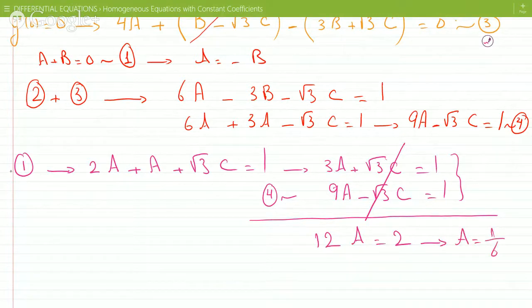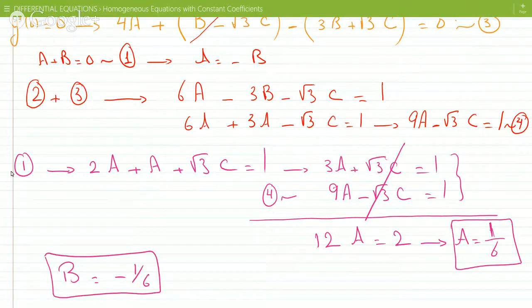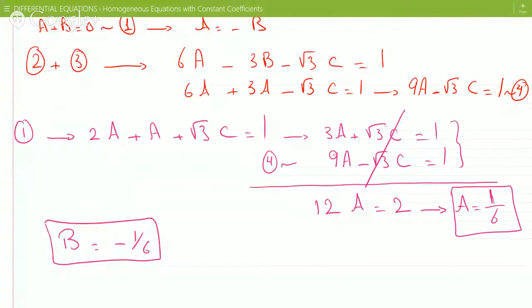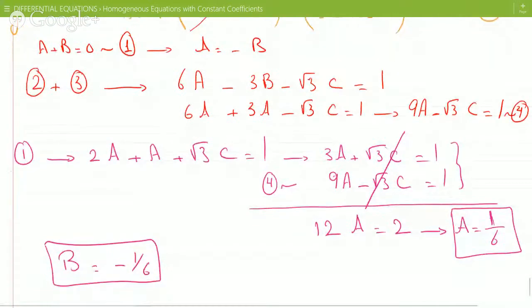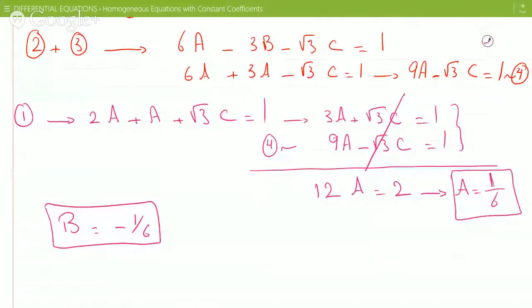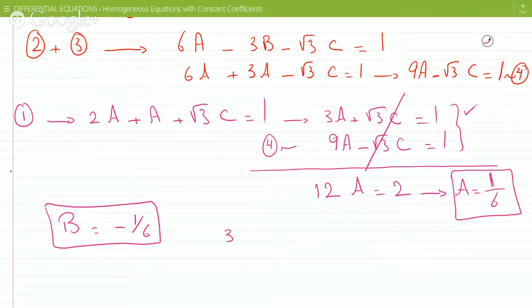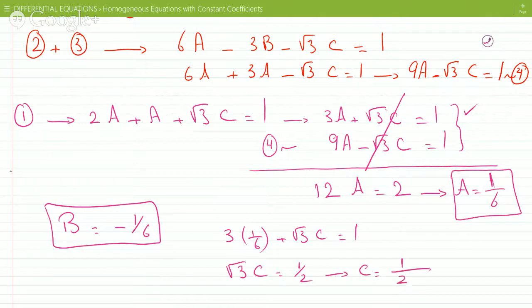And finally, we got one of them. A is 2 over 12 or 1 over 6. So that's A. And B is just negative that, so B is minus 1 over 6. And then to find C, I could just plug this into either equation. Why don't I just use 3a plus root 3c, probably the easier one. So 3 times 1 over 6 plus root 3c equals 1. So that means root 3c equals 1 minus 1/2, which is a half, which makes c equals 1 over 2 root 3. There we go. We solved for all our constants.